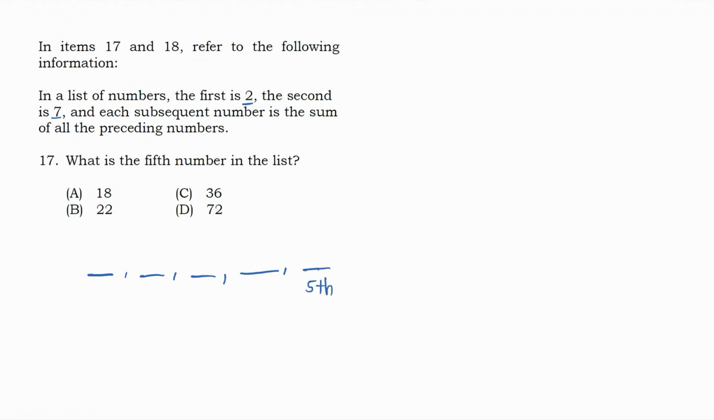So, sa first daw, meron kang 2, second, 7, and then yung mga kasunod na daw na number is the sum nung naunang number or the preceding numbers. So, 7 plus 2 is equal to 9. 7 plus 2, and then 2 plus 7 plus 9 is equal to 18. And then, 18 plus 18 is 36. So, yung final answer natin is letter C, 36.